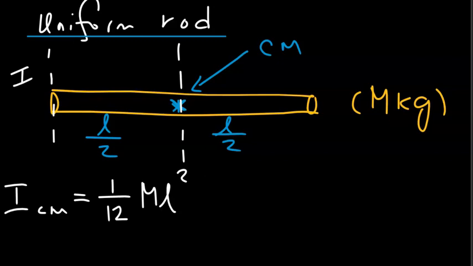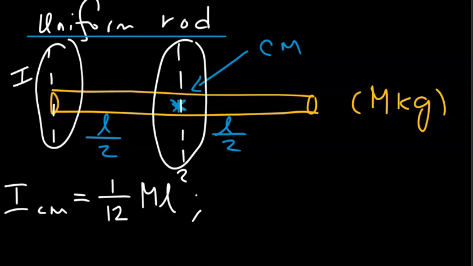Let's apply the parallel axis theorem to a uniform rod. Now we have seen that the moment of inertia for such a rod about an axis passing through the center of mass is given by 1/12 times mass times the length squared. So what about the moment of inertia of the same rod about such an axis, which is situated on the left-hand side of the rod and parallel to the first axis through the center of mass?